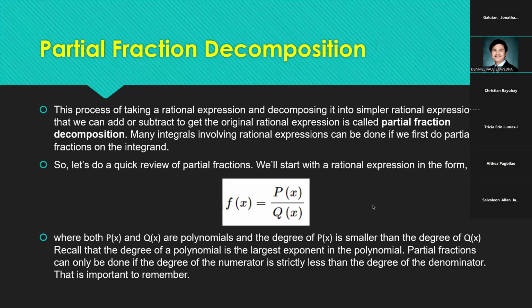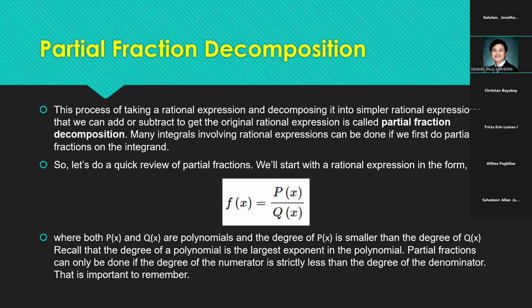Okay. Now, this process of taking rational expression and decomposing it into simpler rational expression that we can add or subtract to get the original rational expression is called a partial fraction decomposition. So many integrals involving rational expressions can be done if we first do partial fractions on the integrand. So let's do a quick review of a partial fraction. We'll start with rational expression in the form of this one, f of x equal to p of x over q of x, where both p of x and q of x are polynomials and the degree of p of x is smaller than the degree of q of x.